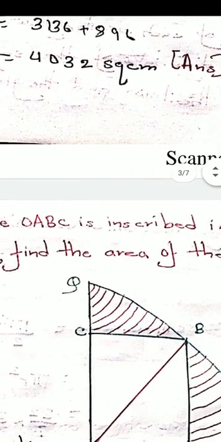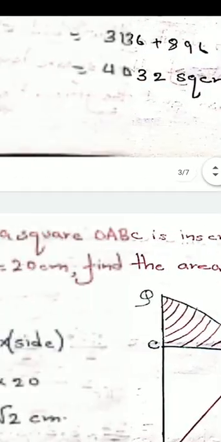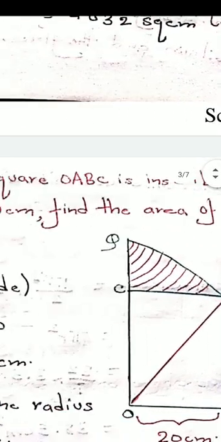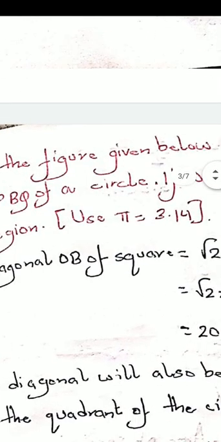So let us take the other example, another question. In the figure given below, a square OABC is inscribed in a quadrant OPBQ of a circle. If OA equals 20 centimeter, find the area of the shaded region. Use pi equals 3.14.